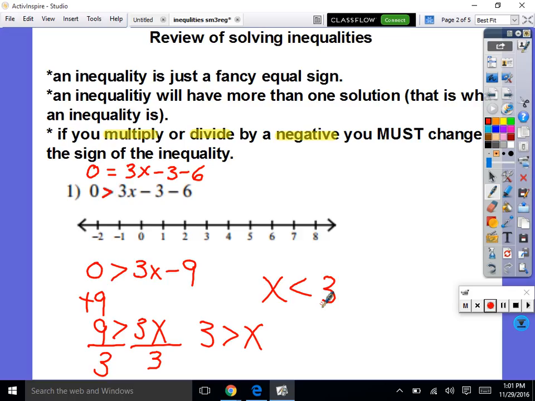No. Would -2 be a solution? Yes. Okay. So go to 3. It doesn't include 3. It's got to be less than 3. So open circle. All of those values are our solutions. All of those x values are the solutions. So on an xy chart, x is this way, y is this way. We're just talking x values that are solutions for this. So x values less than 3 would be 2, 1, 0, -1, -2. Those are all solutions.